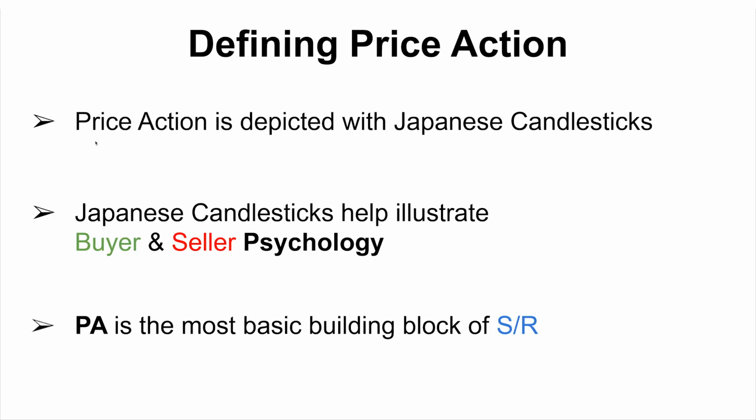So when defining price action, in this lesson and all the other courses, we're going to be looking at Japanese candlesticks. Japanese candlesticks are going to help us illustrate buyer-seller psychology. What are buyers and sellers doing? Why is price going up or down? And how is this going to help us going forward? PA, or price action, is the most basic building block of SR.